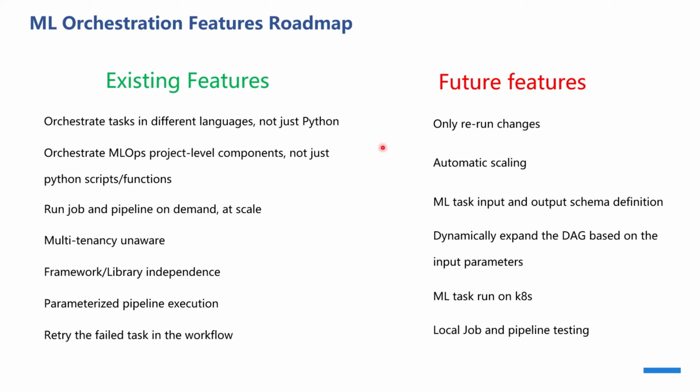So in the future, we are going to support, we are developing, rerun changes, automatic scaling, schema definition for task input and output, and also the dynamic expansion of the DAG, and also the ML task that I mentioned. An ML task running on Kubernetes, something like Kubeflow, can implement such requirements.